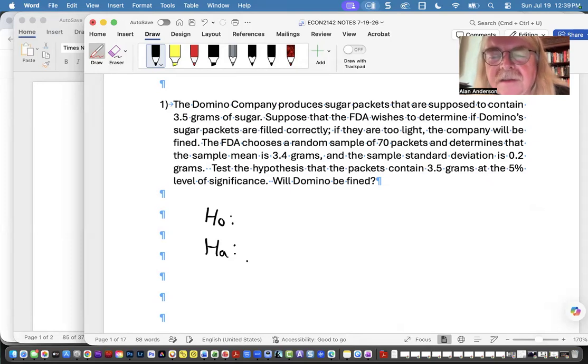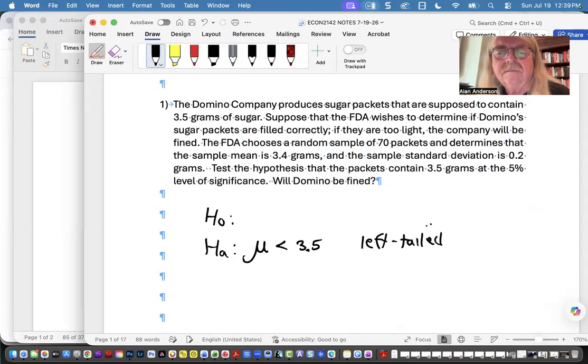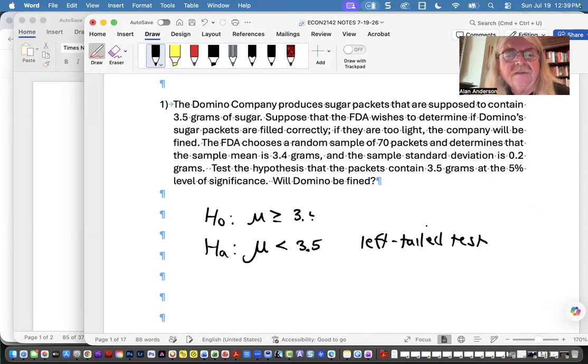So we're looking for hard evidence that the mean is less than 3.5 before we take any steps. And therefore, we're going to run this as a left-tailed test. Okay, this way we will not conclude that the packets are underfilled without hard evidence of it. That means that here we have mu greater than or equal to 3.5 as the null. And then, of course, we need a level of significance.